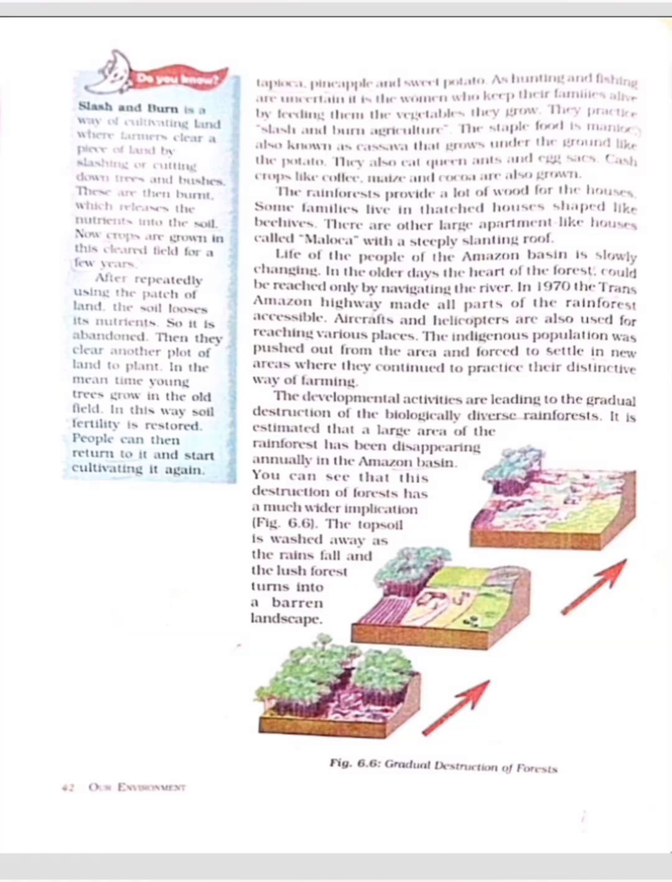You can see that this destruction of the rainforest has a much wider implication. The topsoil is washed away by the rainfall, and the lost forest turns into a barren landscape. So we see in the figure that first these are huge, dense forests. And secondly, due to the destruction of forest by development activities and technology, the region changes, which leads to the loss of biodiversity.